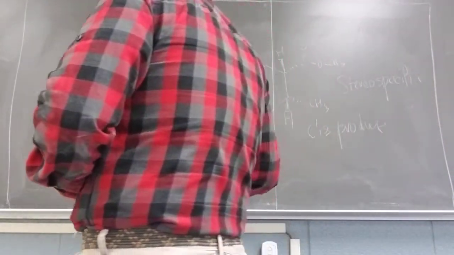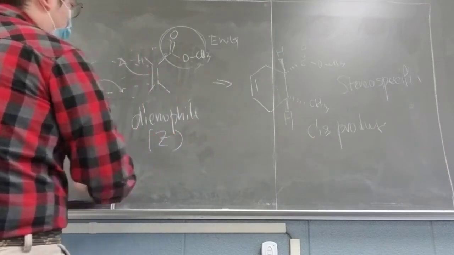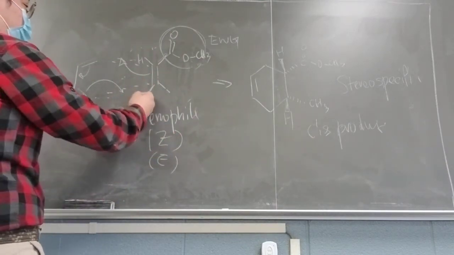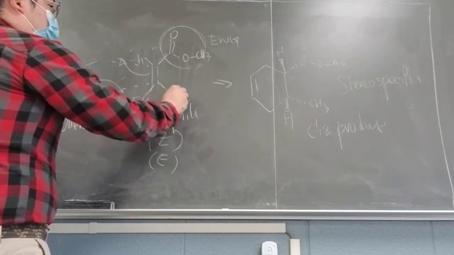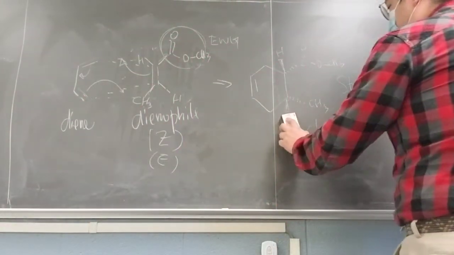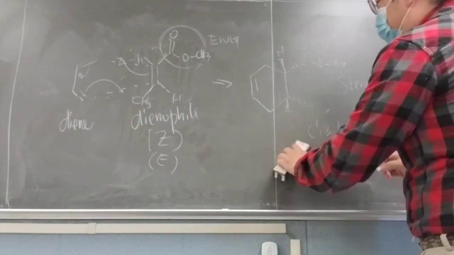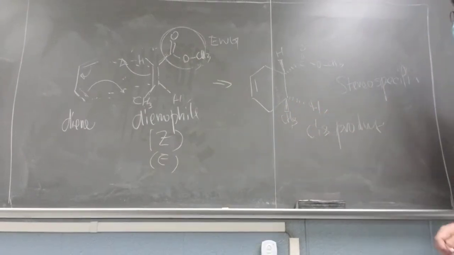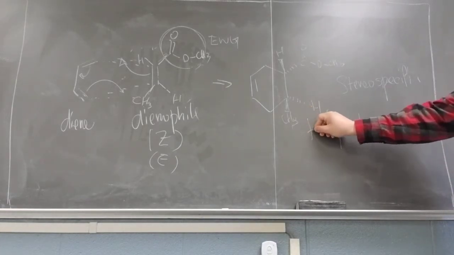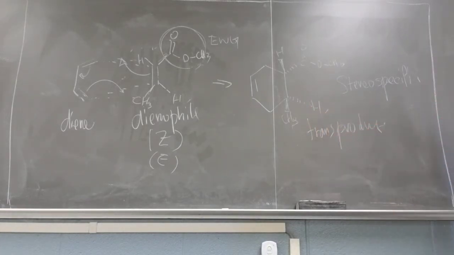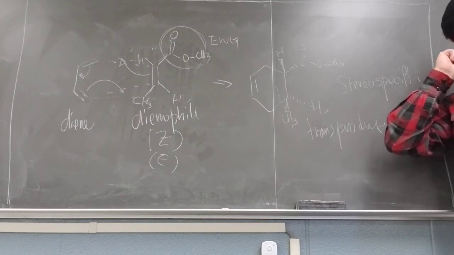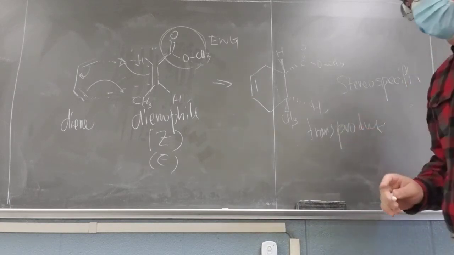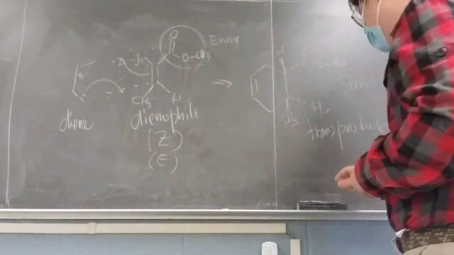So that means if you switch this one to more like a trans or E configuration, the only thing you have to do is make sure they are now on the opposite side, right? So you can put those two on the opposite side. That makes trans products. It is indeed a stereospecific reaction. You can take a look. Okay, so this was the last part we did on Monday.